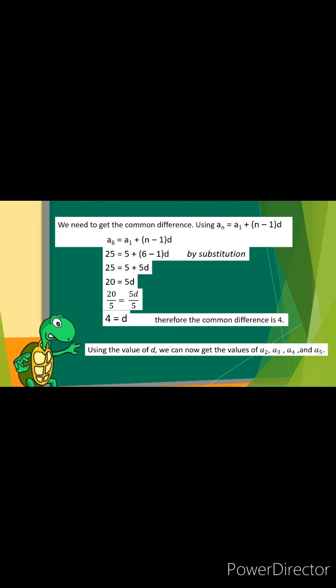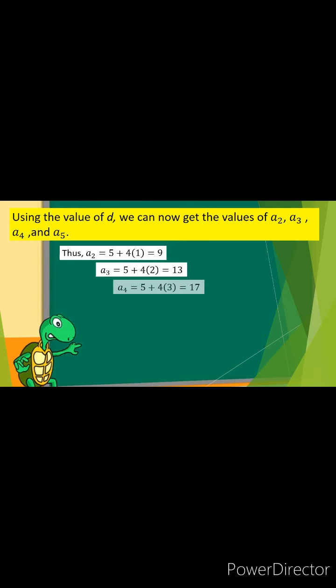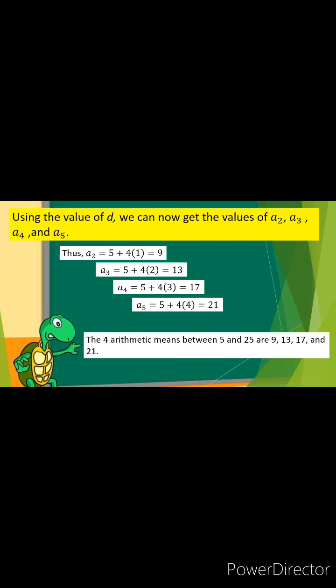Using the value of d, or the common difference, we can now get the values of the second term, the third term, the fourth, and the fifth term. Since d is equal to 4, then a sub 2 is 9, a sub 3 is 13, a sub 4 is 17, and a sub 5 is 21. The four arithmetic means between 5 and 25 are as follows: 9, 13, 17, and 21.